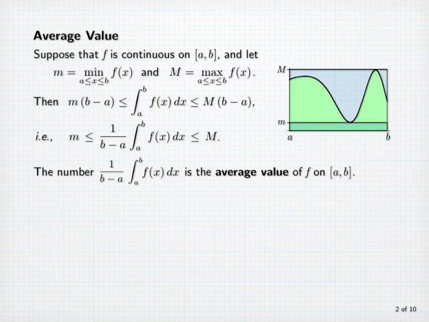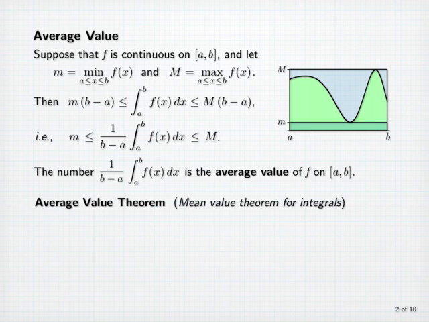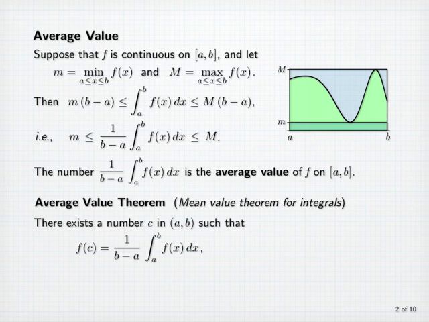Now the preceding inequality says that the average value of f is between the minimum value and the maximum value. Since we're assuming that f is continuous, the intermediate value theorem tells us that f must take on every value between its minimum and maximum values, and so it must take on its average value as well. This fact is the average value theorem, also known as the mean value theorem for integrals. It says that there exists a number c in the open interval ab such that f of c is equal to the average value of f over the interval.